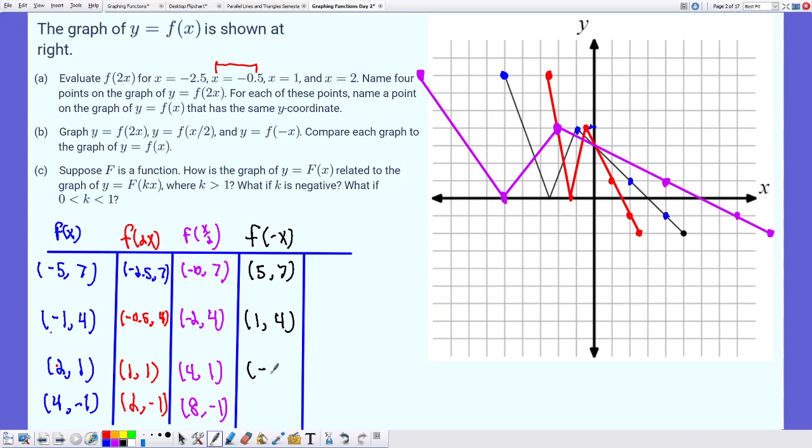So that's negative 2 comma 1 and negative 4 comma negative 1. Now let's graph those points and see what we got. So we have a positive 5 and then up 7. So I believe that's it. Actually, let me do this part in green because it's going to mix too much with the original function. Then we have 1 comma 4, so positive 1 and then up 4.